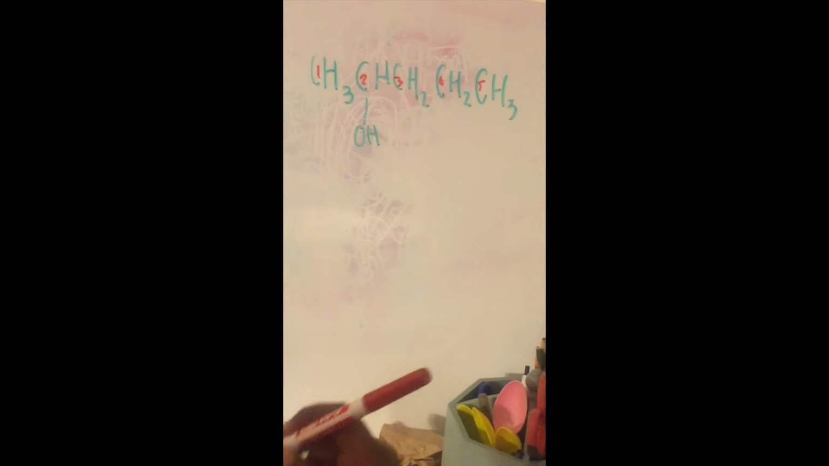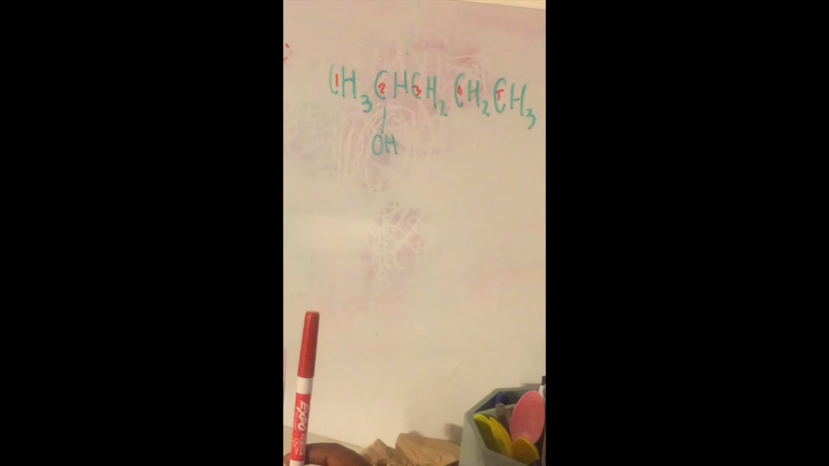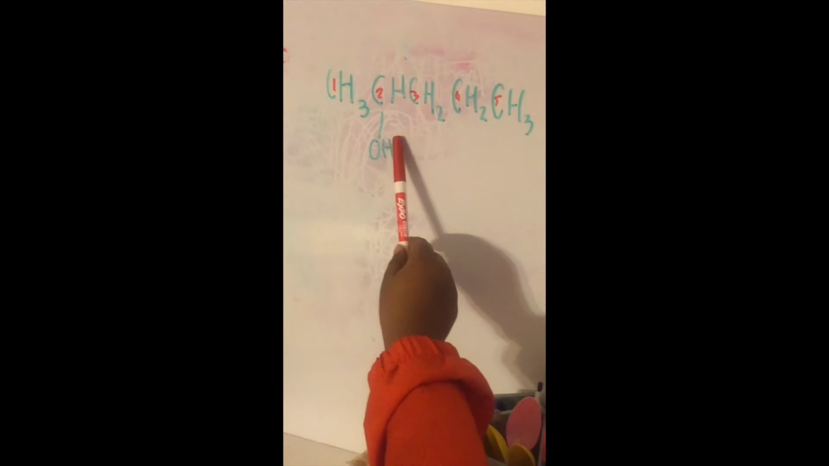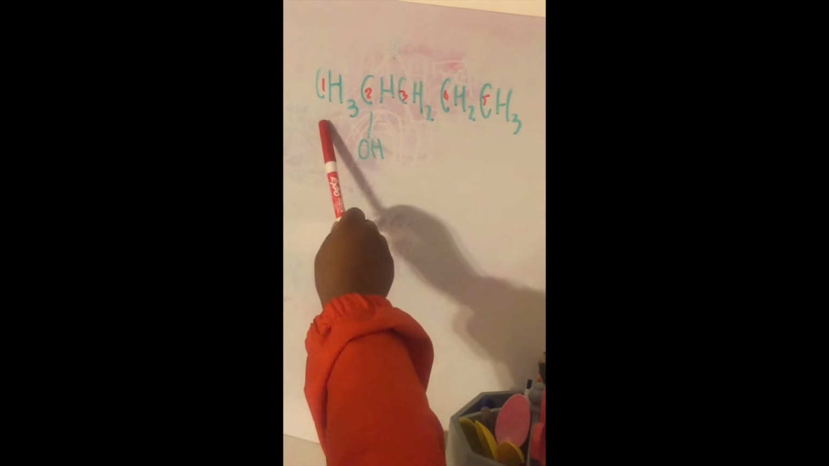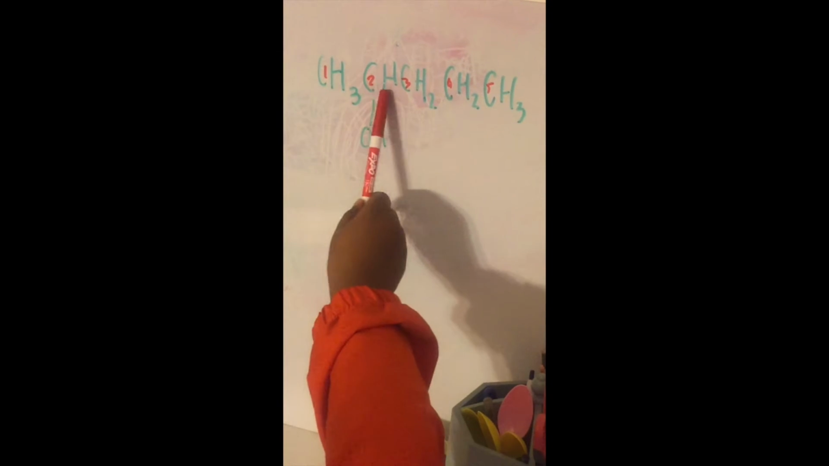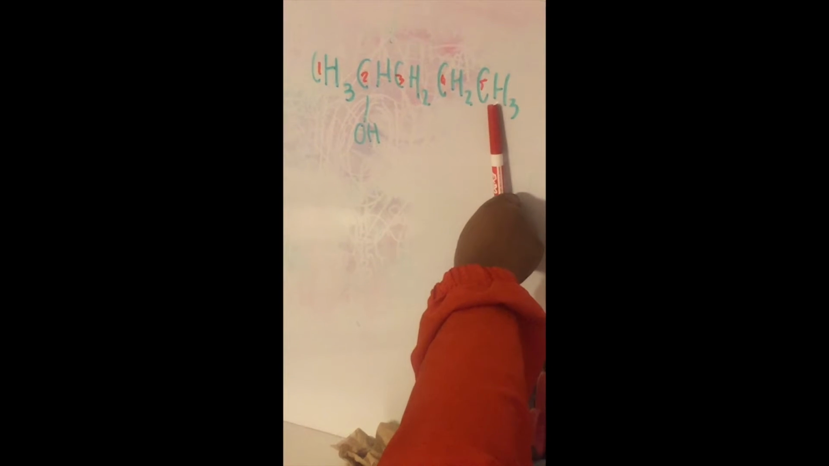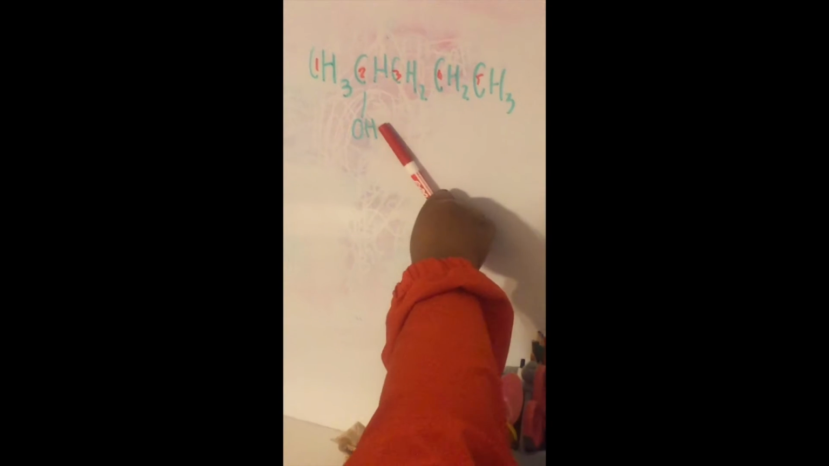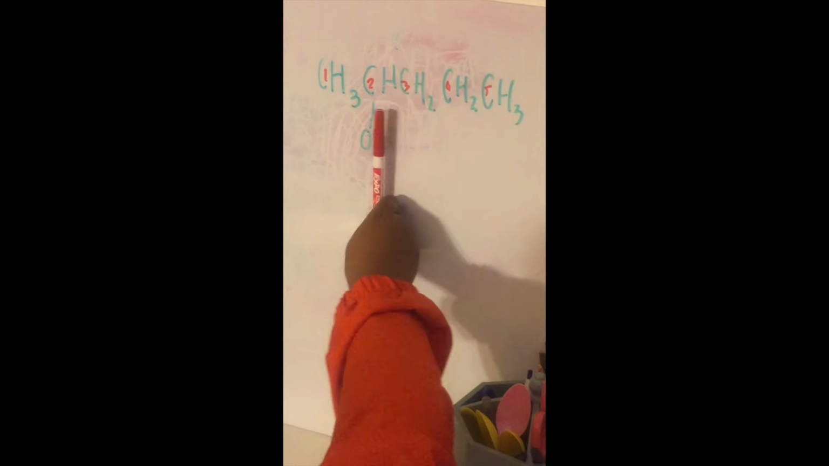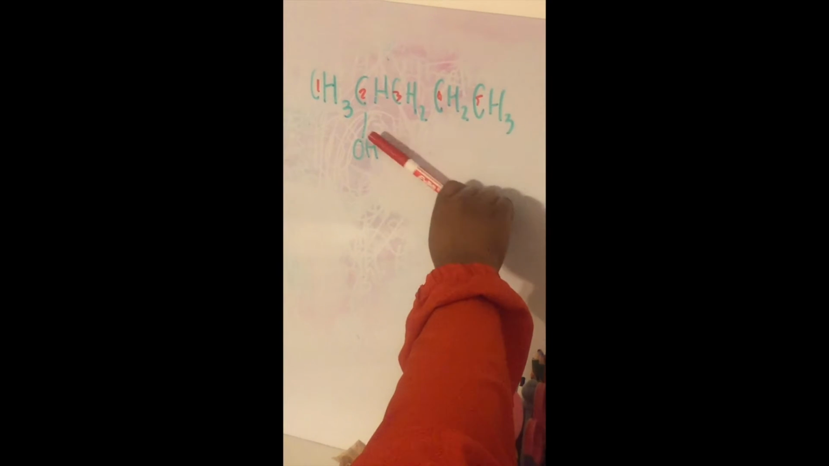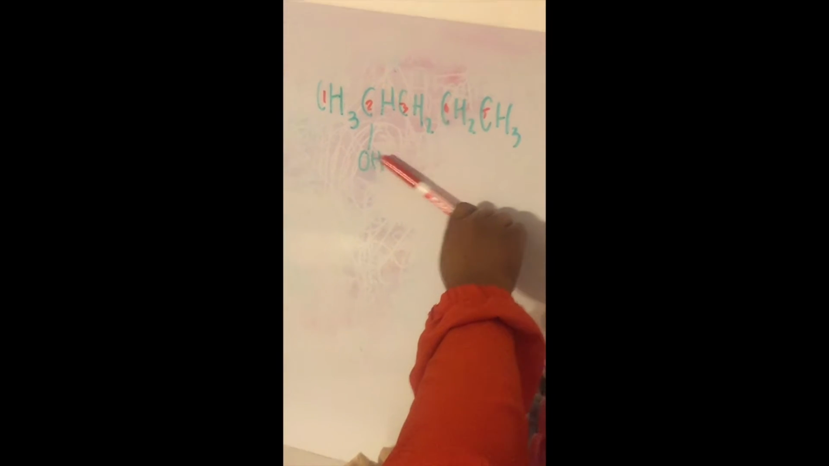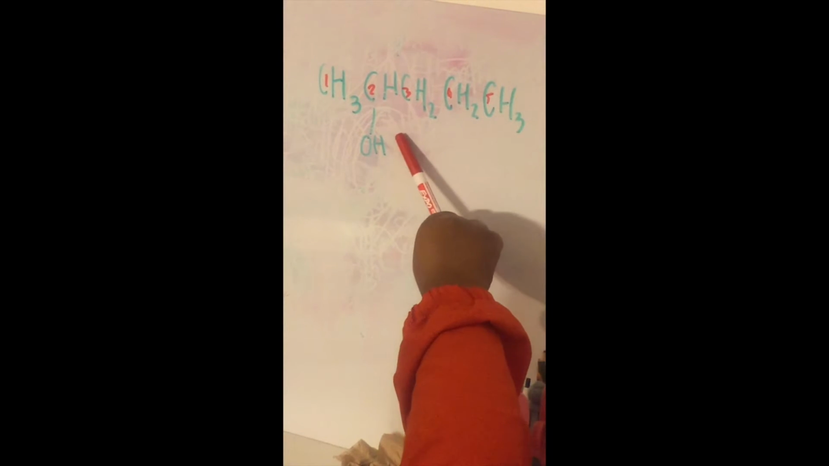And this is the most crucial part. You have to number the chain so that the OH gets the lowest number possible. As I numbered above, it goes 1, 2, 3, 4, 5. Compared, you can't start from this side, so it can't be 1, 2, 3, 4, because then the OH would get 4 when it could just get the number 2. So that's crucial to remember. Always number so that the OH gets the lowest number.